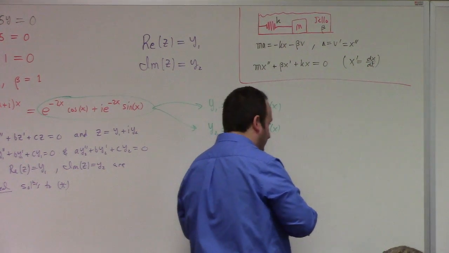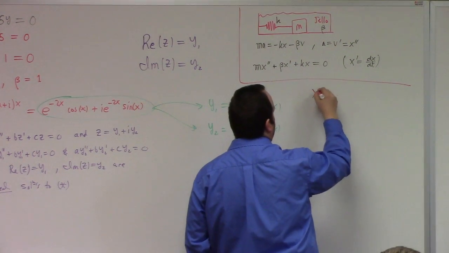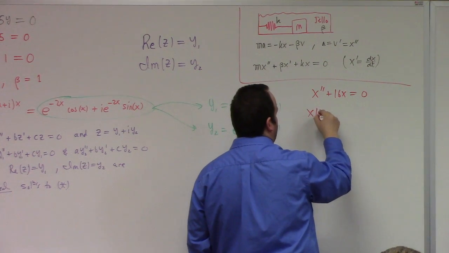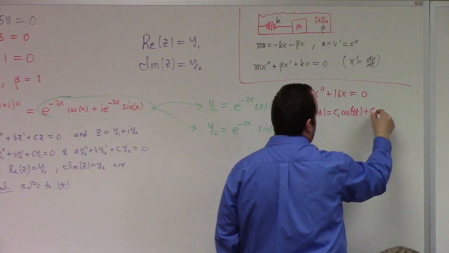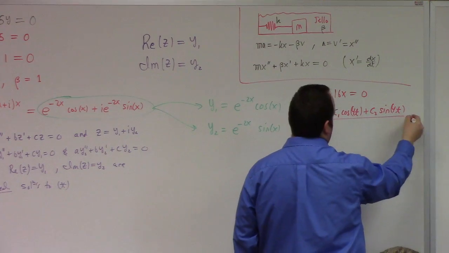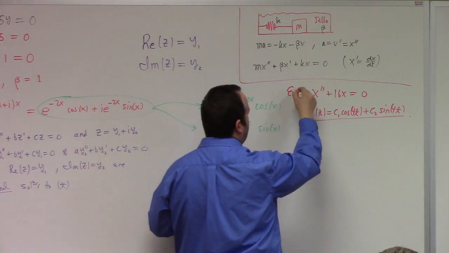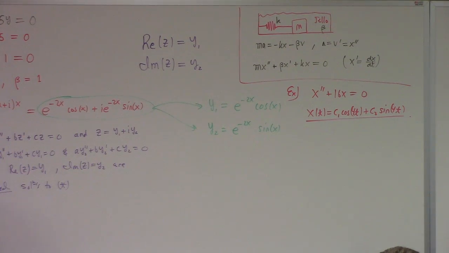So for example, if you look at this, x'' plus 16x equals 0 has solution x of t equals c1 cosine of 4t plus c2 sine of 4t. This is a spring without friction, and the solution illustrates what's called simple harmonic motion.